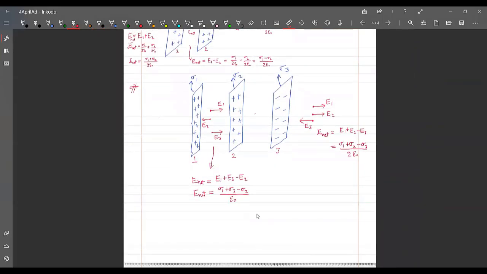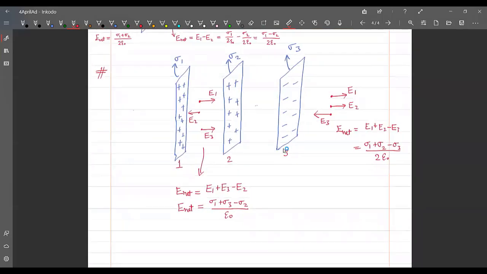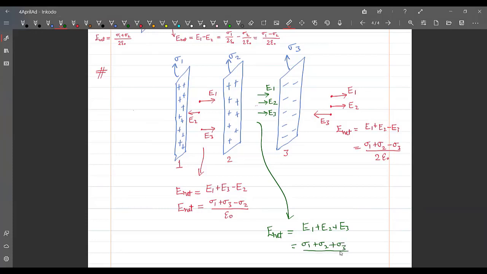Any questions over this? You can try it on your own. So in this region, I will just write the value. You can try it at home. In this region, E1 will be here, E2 will be here, E3 is also in this direction. So E net will be E1 plus E2 plus E3, that will give you sigma 1 plus sigma 2 plus sigma 3 divided by 2 epsilon naught.